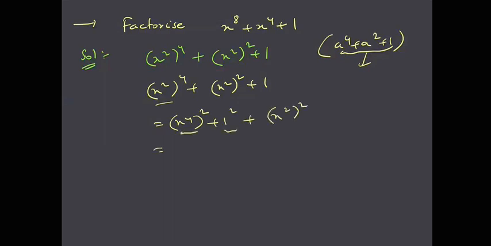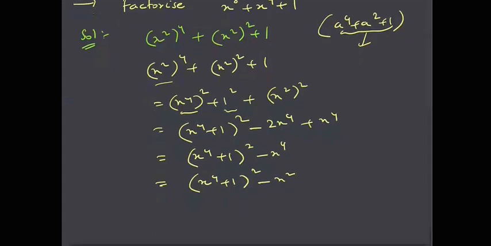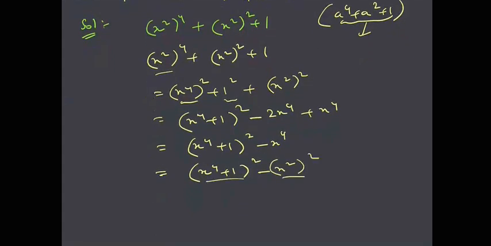So this is a square plus b square, so this is a plus b whole square minus 2ab. So this is x power 4 plus 1 whole square minus x power 4. Okay, so this is nothing but x power 4 plus 1 whole square minus x square. Then this is a square minus b square, so this is a plus b into a minus b. So these are the factors of x power 8 plus x power 4 plus 1.